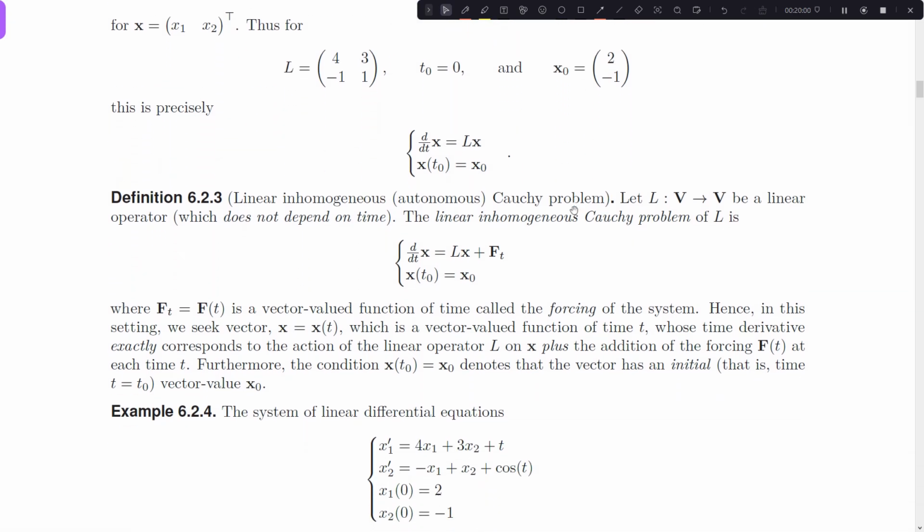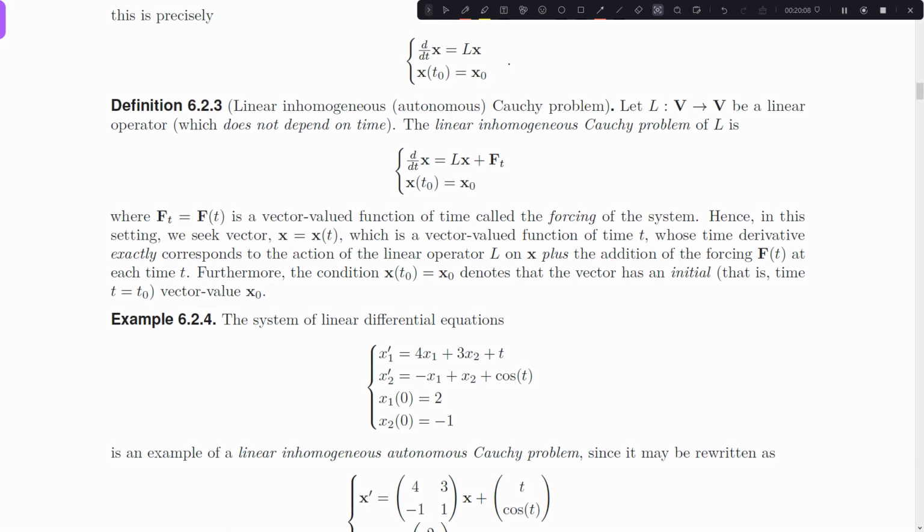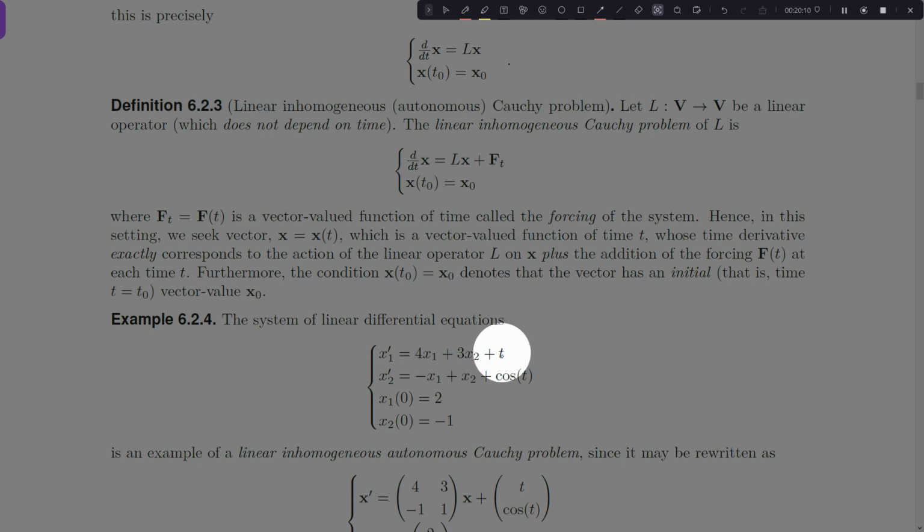And if I scroll down, we can see basically I've got the same system of linear differential equations I had before, but I've modified them just a little bit by adding the additive functions t and cosine t. So everything else looks the same as before. My vector x1, x2 is modified by some matrix, but I have an additive function now. That's what makes this inhomogeneous.